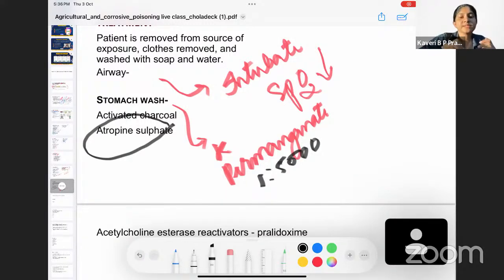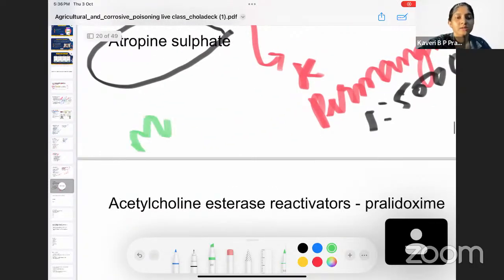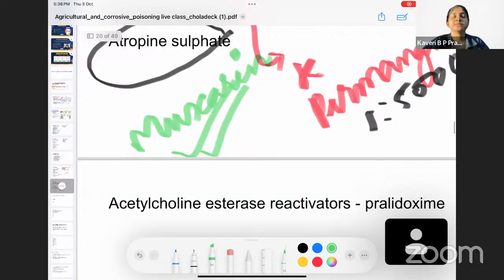Atropine sulfate is the antidote of choice in the case of organophosphate poisoning. So atropine is going to reverse most of the symptoms. Mostly all the muscarinic symptoms are going to be reversed, and not the nicotinic ones. Only the muscarinic symptoms are going to be reversed, and we can say that the atropine has done all its action when the respiratory secretion stops.